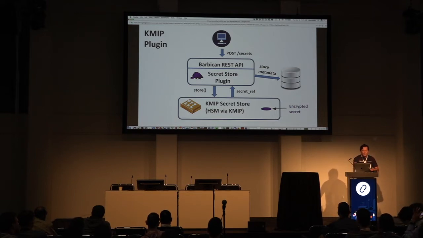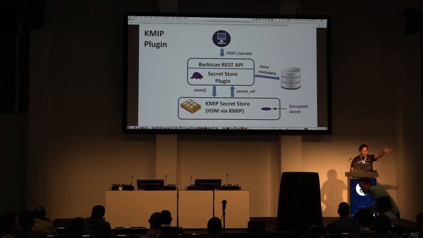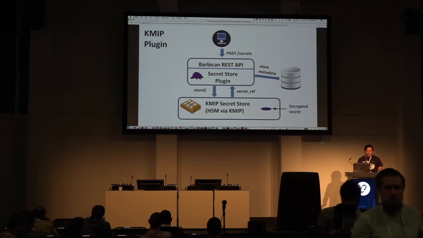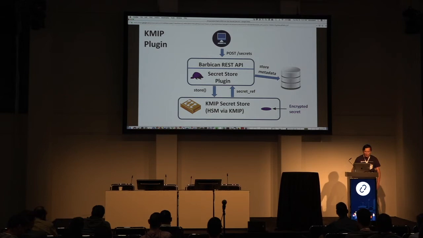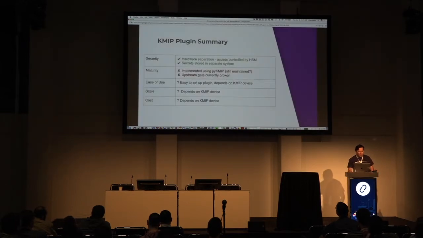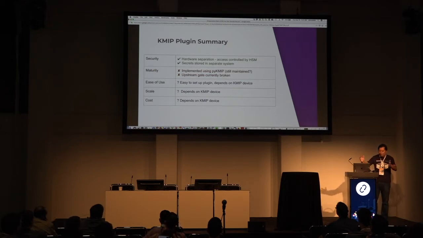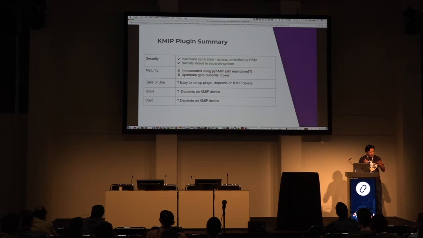And so you can talk KMIP specifically to this thing, and instead of just encrypting the data, what you're doing is saying, take the secret, store it there, and then when you want to, bring it back out. So the secret is stored inside the secret store itself, and we have a KMIP plugin that does that. The only thing that gets stored in Barbican is the metadata, and the metadata basically says, when I want to go get my secret, where do I need to go? What secret do I need to get from the secret store? So, the KMIP plugin that we have, great separation, right? Separation of key store versus Barbican. Access is controlled by however you have access policies to your HSM.